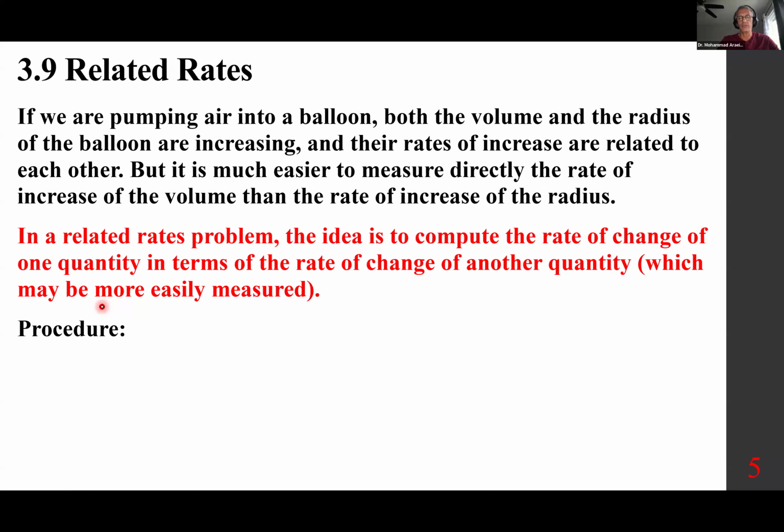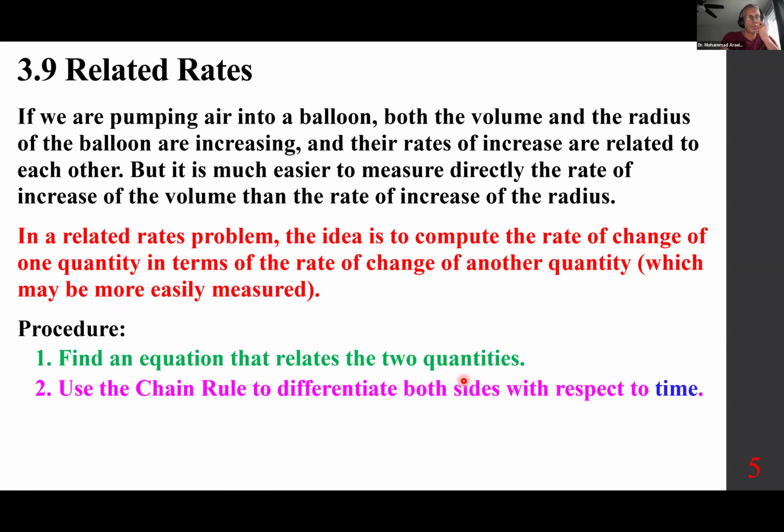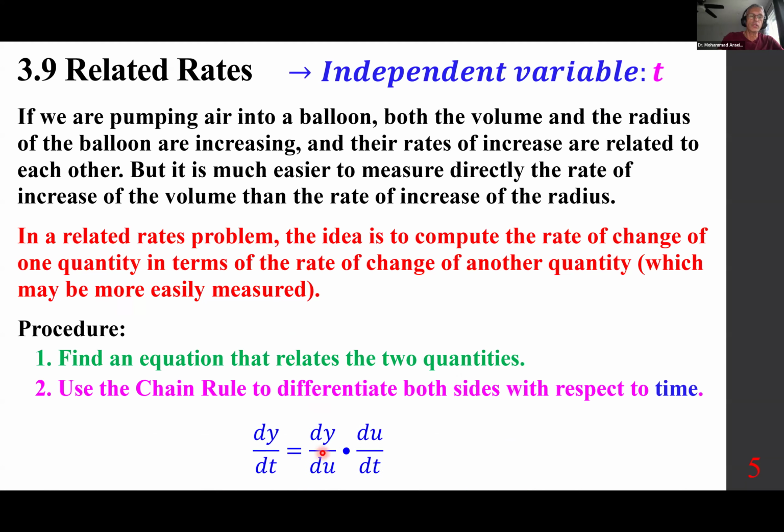So what is the procedure? Number one, find an equation that relates the two quantities. Number two, use the chain rule to differentiate both sides with respect to time. Therefore, t is the independent variable, and dy/dt is dy/du times du/dt, based on Leibniz's notation.